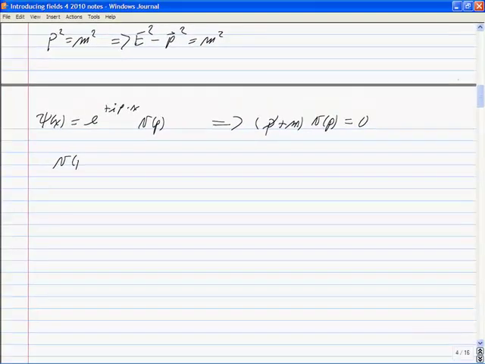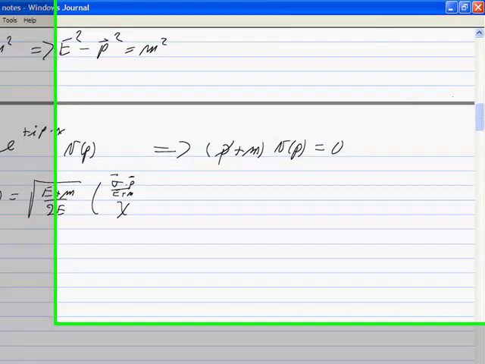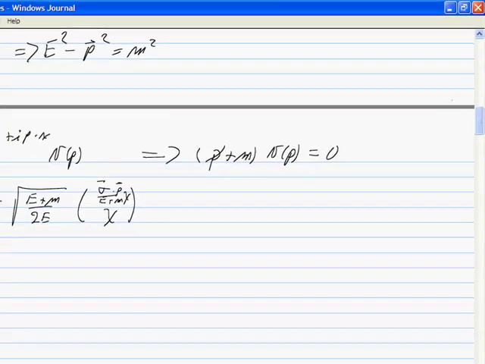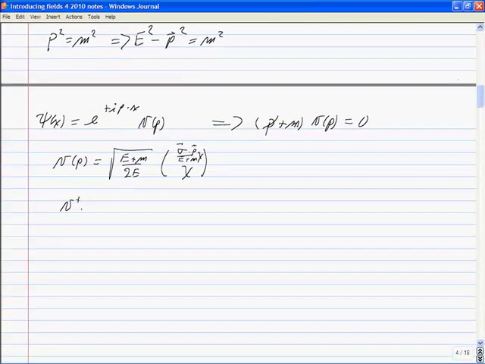The explicit form of these, v of p, has the same normalization. Chi sits down here, sigma dot p over e plus m, chi sits up there. And again, v dagger v is equal to 1.